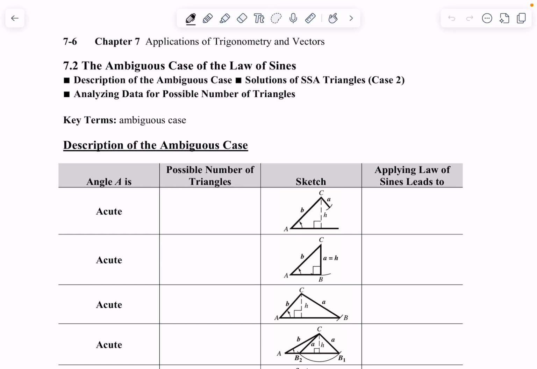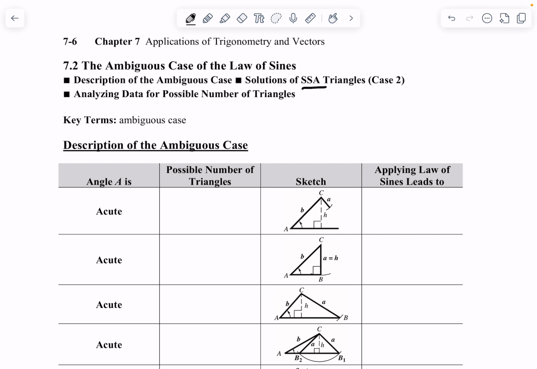So we continue our work with section 7.2 today, the ambiguous case of the law of sines. When we did the law of sines in the earlier section, it was either angle side angle or angle angle side, guaranteeing that we get one triangle. Today we want to talk about SSA. Now, there's no congruence theorem for SSA, but there are ways that you can show triangles.